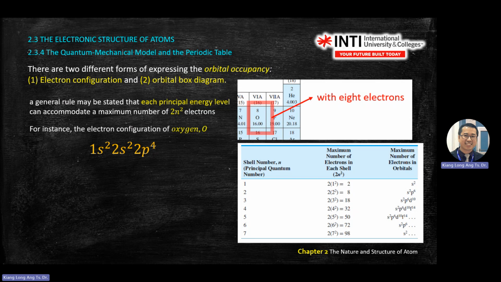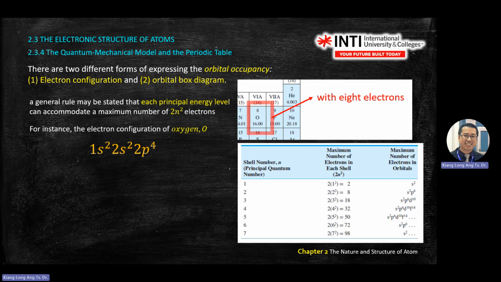In the previous class, we already taught you how to write for n equals 2. For n equals 2, l is 0 to n minus 1, so you have 0 and 1. That means you have s and p. Remember? And for the first principal shell, you have 1.